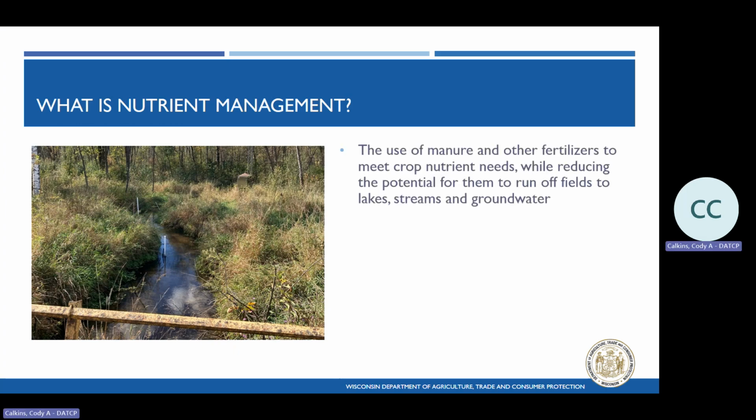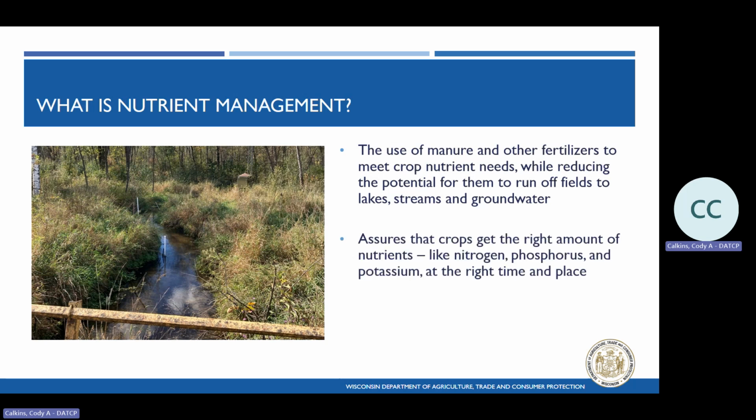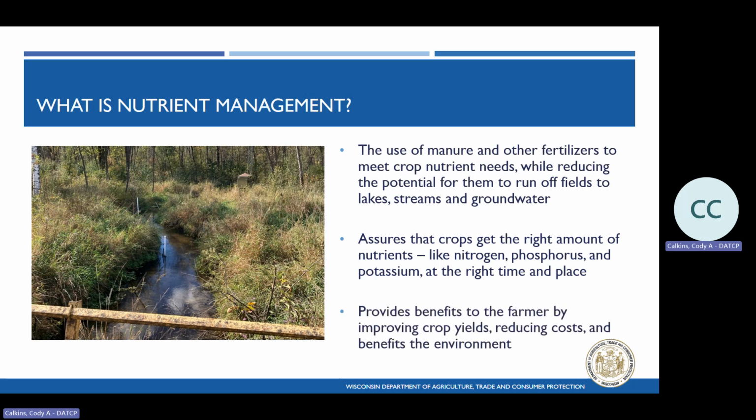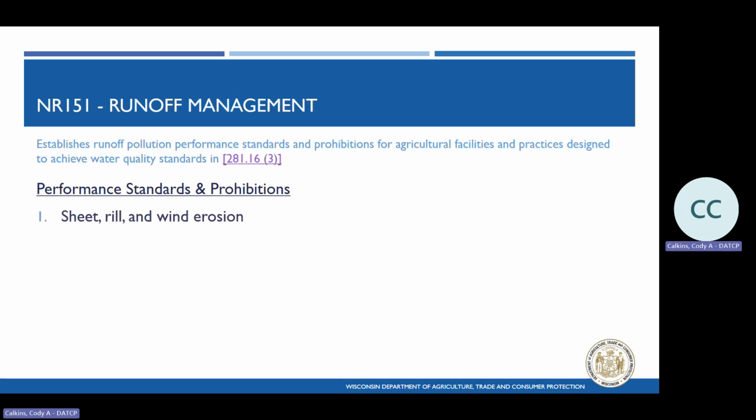So what is nutrient management? It is the use of manure and other fertilizers to meet crop nutrient needs while reducing the potential for them to run off fields to lakes, streams, and groundwater. It ensures that crops get the right amount of nutrients like nitrogen, phosphorus, and potassium at the right time and place. And it provides other benefits to the farmer by improving crop yields, reducing costs, and other benefits to the environment. So where do these rules come from?